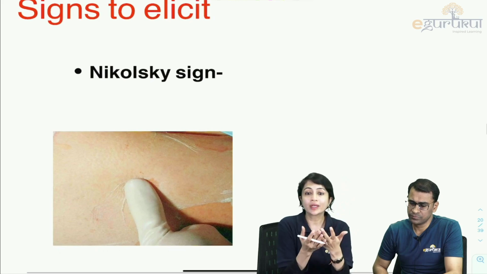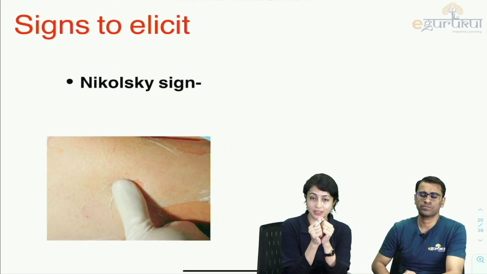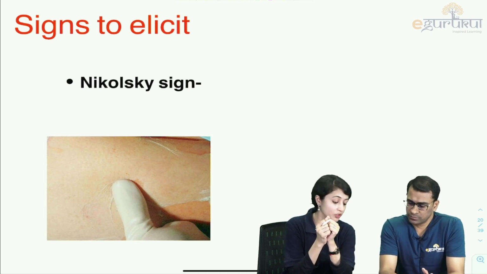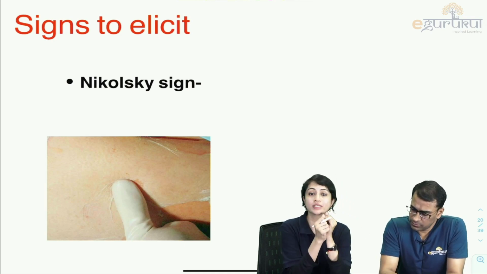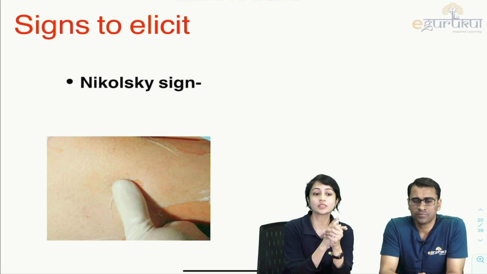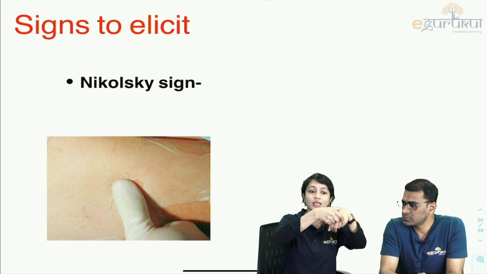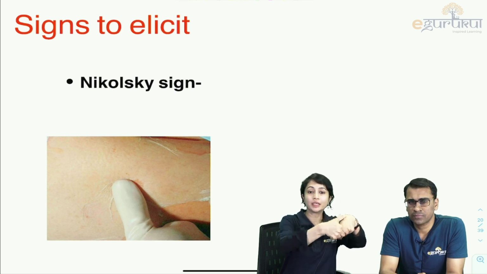Then when we look at the patient, we think of a particular diagnosis, and then we do two bedside tests in this group of disorders. One is Nikolsky sign, which again is easy to understand if you understand the concept. So what is Nikolsky sign? In Nikolsky sign, you apply a tangential pressure over a bony area. You apply a tangential pressure.